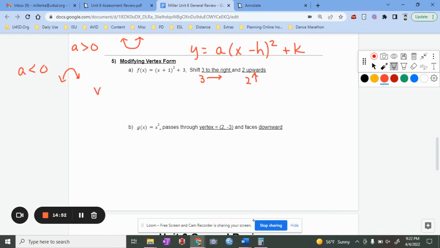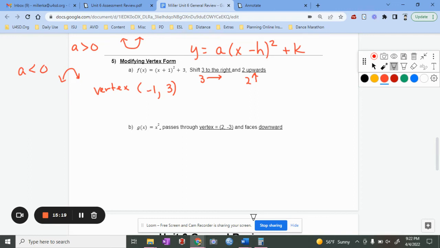So my vertex is at the opposite of x plus 1. What is the opposite of that plus 1? Remember, we're asking what makes this parentheses 0? Well, negative 1 plus 1 is 0. And then our k value is as is. So we're going to keep that 3.